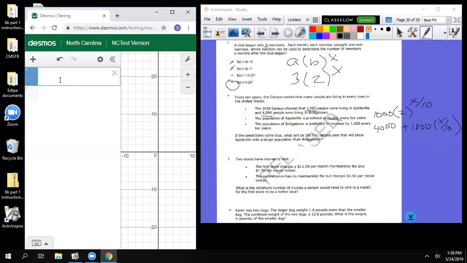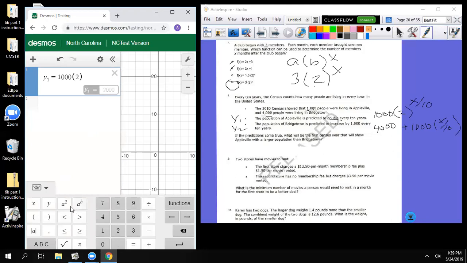So in Desmos, what I'm going to type in is Y1. We're going to call Y1 Appleville. So let's go ahead and denote which is which. And we're going to call Bridgetown Y2. Okay, and Desmos, just like our handheld calculator, will give us a table of values if we'd like. So here we go. We're going to type in Y1 is equal to 1,000 times 2. And to get the exponents, we can just choose this one, and then we're going to edit that to be x divided by 10. All right, so there we have it.